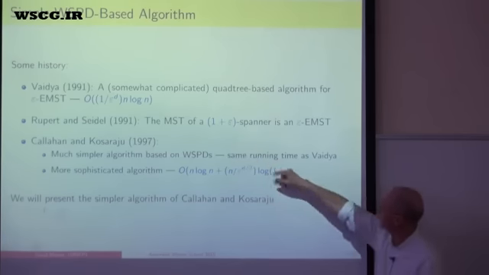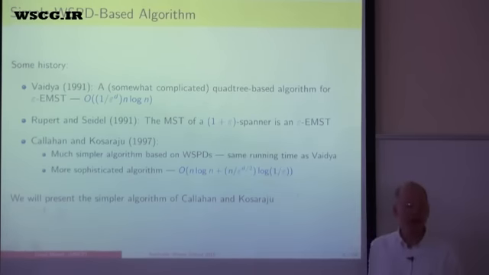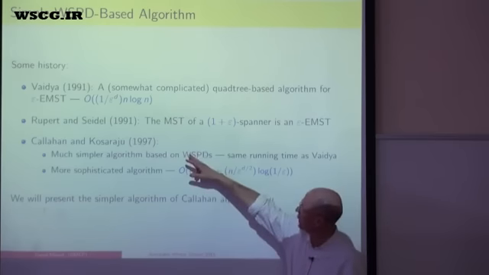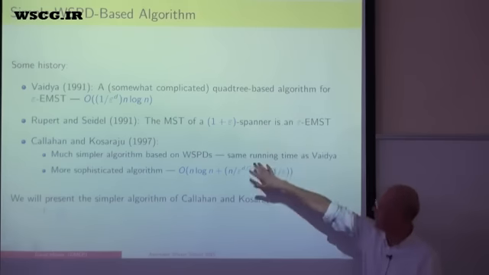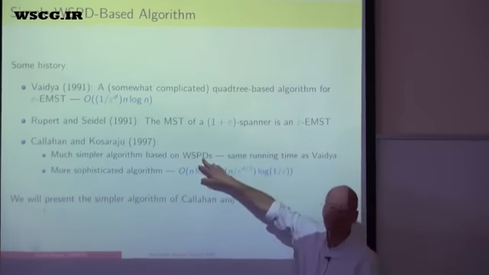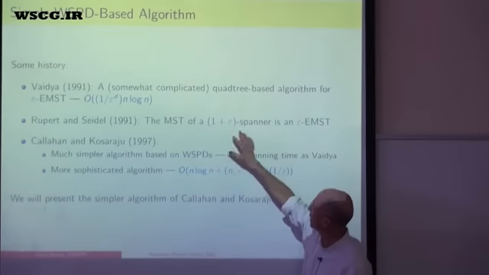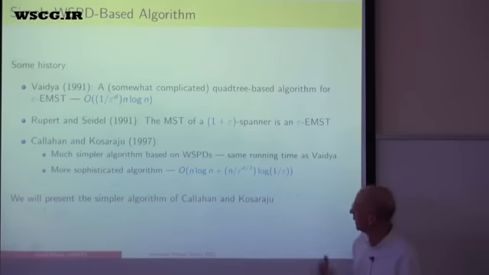Rupert and Seidel, about the same time, made the observation that as long as you can compute a 1 plus epsilon spanner, you can use that to construct the minimum spanning tree. In fact, that is the algorithm that I'm going to present here. You use the spanner to derive the spanning tree. Callahan and Kosaraju explained, in particular, that you can take Vijay's idea and express it in this context. If you remember from last time, we talked about how you can build a spanner using a well-separated pair decomposition. They presented an algorithm that essentially just makes this link direct: from the well-separated pair decomposition, I can actually get the spanning tree. The running time was the same as Vijay's.